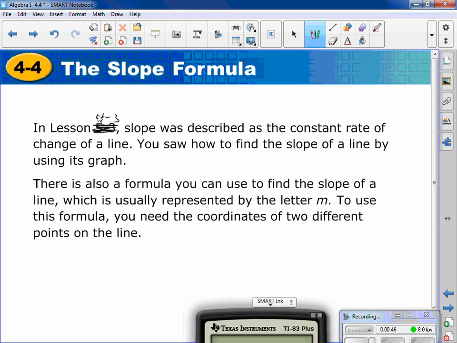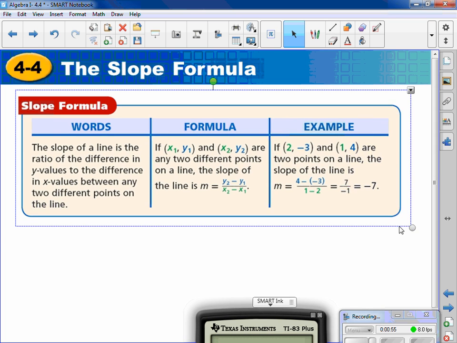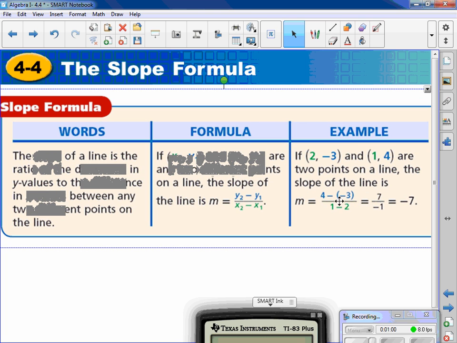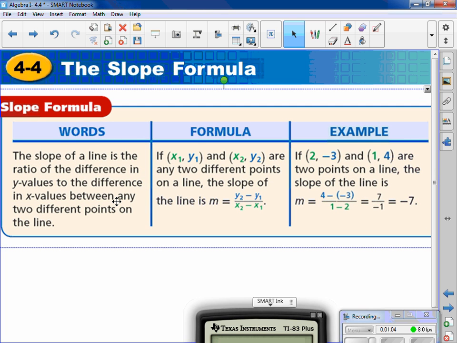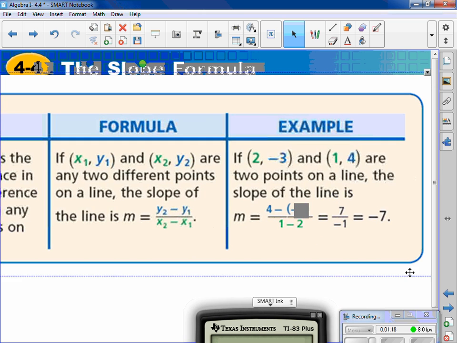To use this formula, we need to know the coordinates of two different points on the line. In words, the slope formula is the ratio of the difference of the y values to the difference in x values between any two different points on a line. Most of you probably aren't going to write that down. You're going to write the formula down, and I'll make it a little bit bigger.